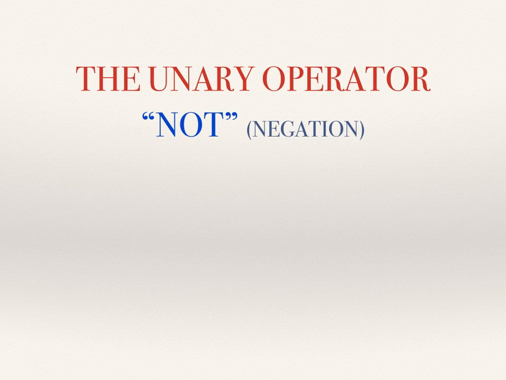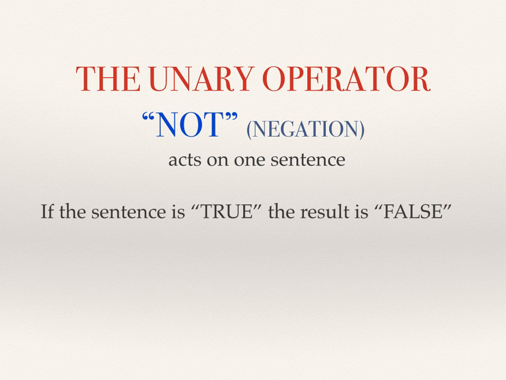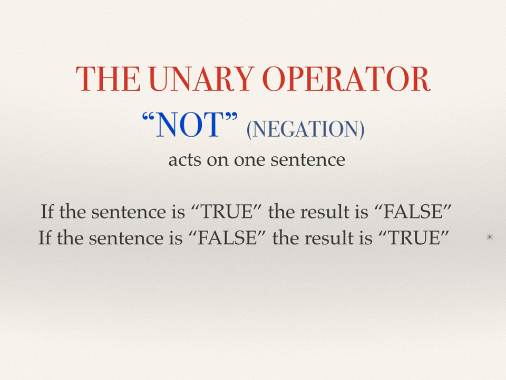Let's take a look at a unary logical operator, the not operator. It's also called negation, and because it's a unary operator, it acts on one sentence. If the sentence is true, the result is false, and if the sentence is false, the result is true, exactly the opposite. So the negation, or the not operator, reverses the logical meaning of the sentence.